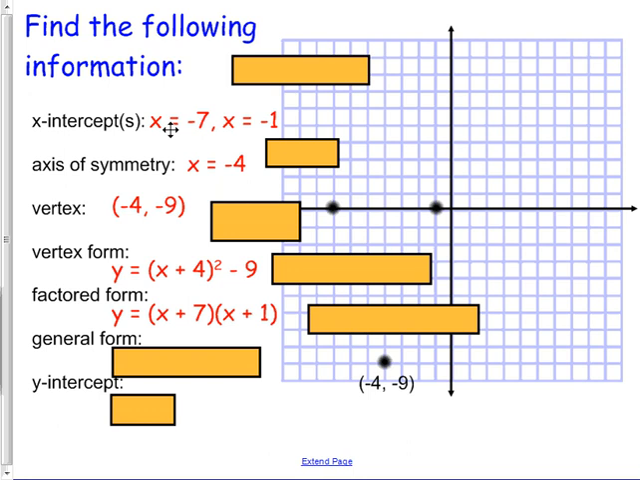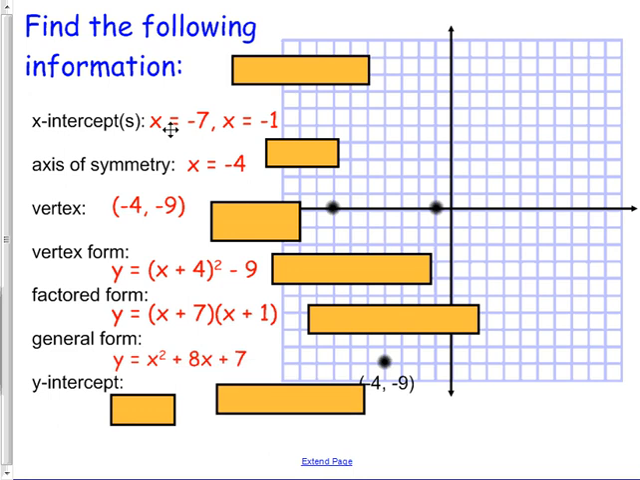General form, you generally just multiply it out. Maddie, what'd you get for that one? All right, good. And the y-intercept, Mr. H. 0, 7. How do you get the y-intercept again?